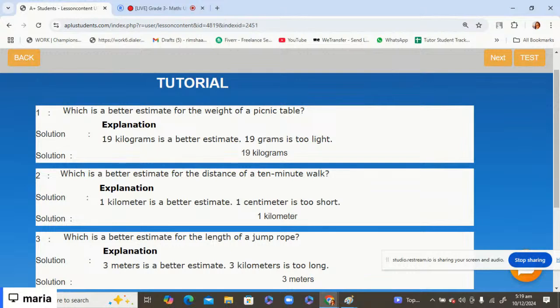Which is the better estimate for the distance of a 10 minutes walk? You are going to walk a 10-minute distance. It means that it's not in the form of grams, and not basically in the form of meters. You are going to measure the distance in kilometers. When you walk for 10 minutes, it may be 1 kilometer, it may be 2 kilometers. So we can say that it's in the form of kilometers.